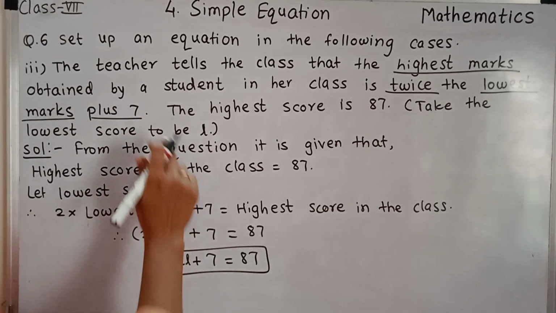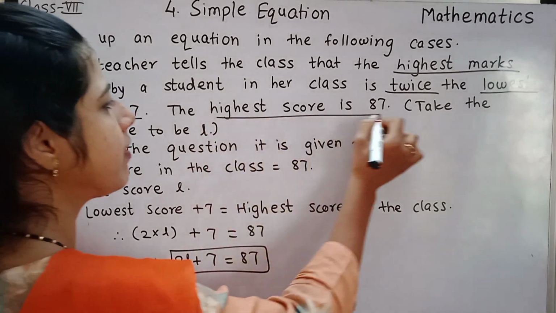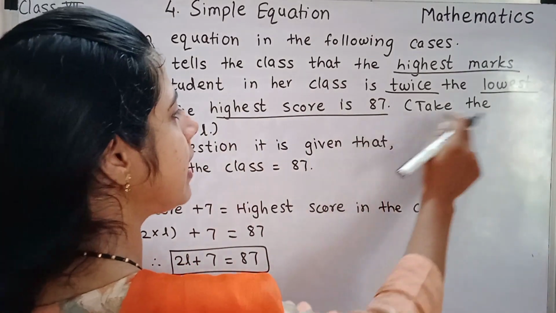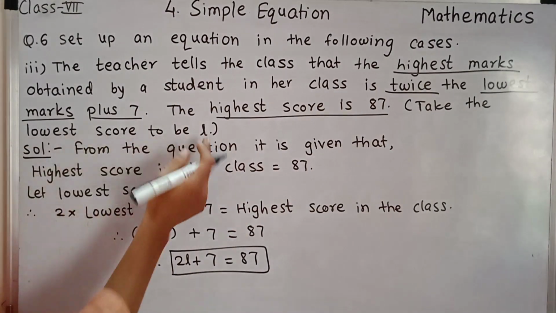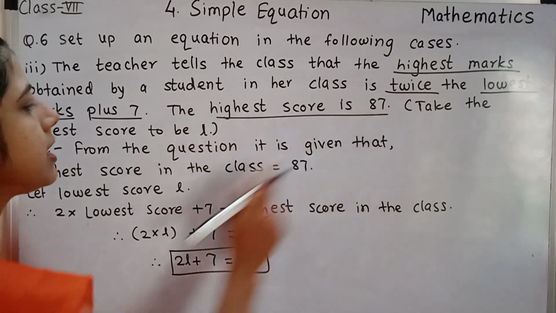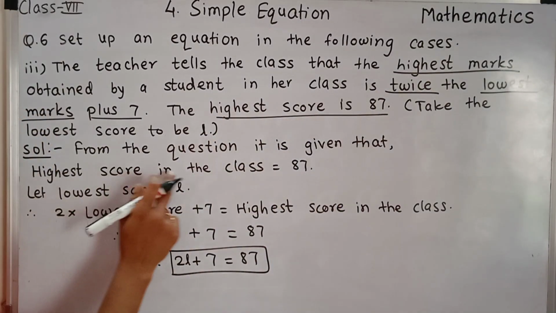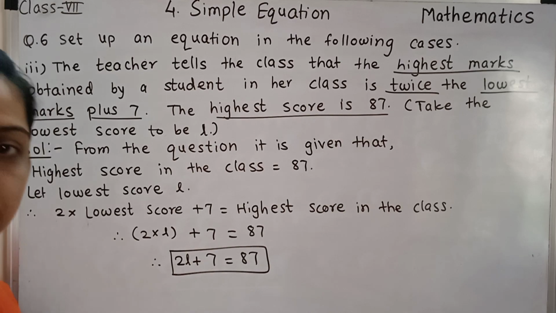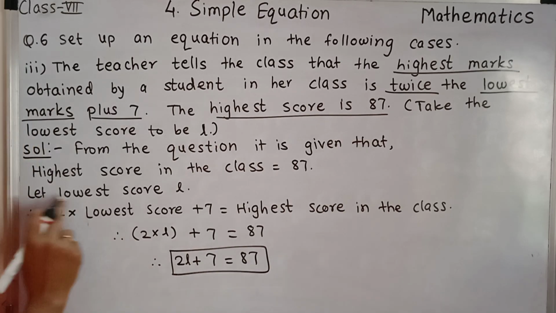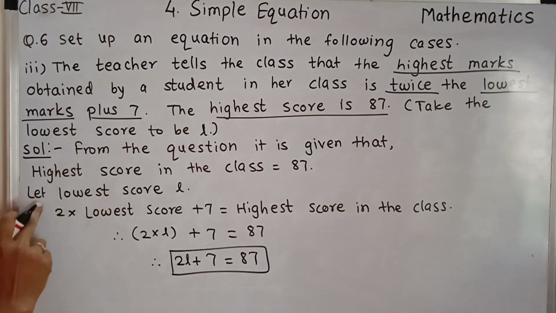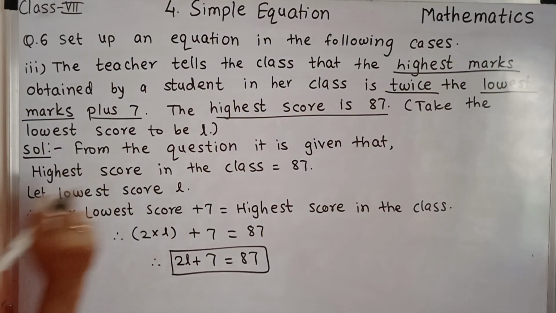Yes, so the highest score is 87. So we have been given one thing directly: the highest score is 87, and one more thing is given, take the lowest score to be L. So from the question, what is given? The highest score in the class is 87. Whatever you have been given in the word problem, you should write. Let the lowest score be L, so write that also.